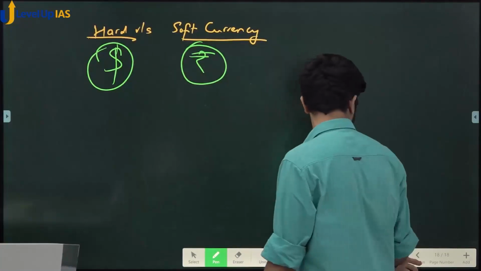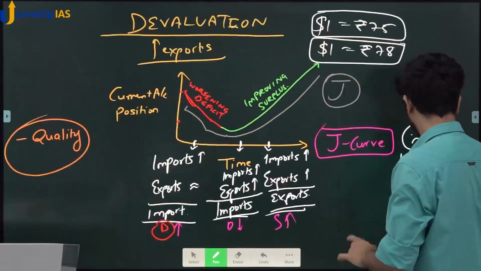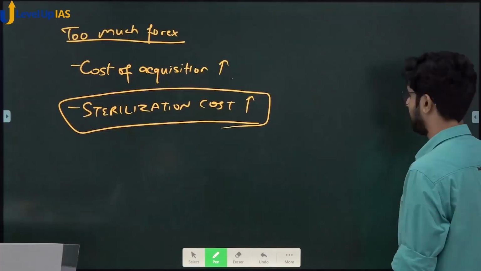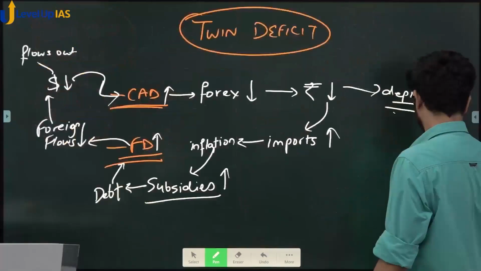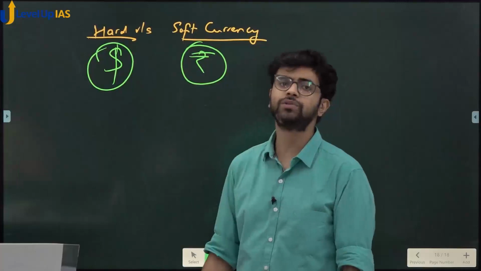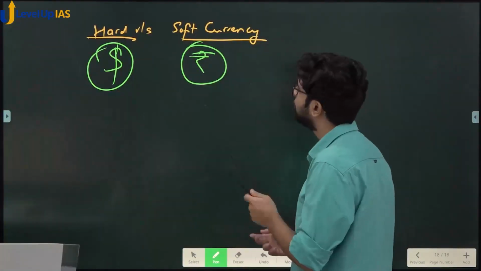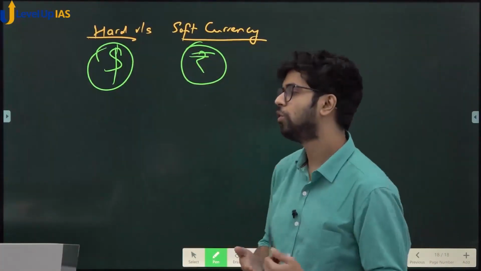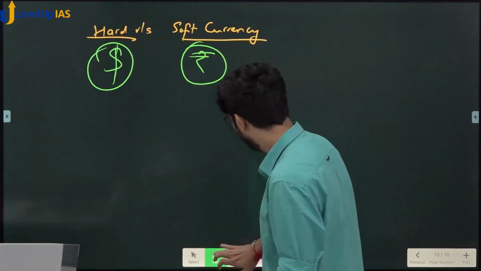Okay? Now, this is done. We are going back to the previous screen where I said, yes, okay. Now, what do you think makes a currency hard, or what do you think makes a currency soft? What is the differentiating factor between dollar and rupee? What is the difference between dollar and rupee that makes the dollar a dollar and the rupee a rupee? What is the thing? I hope you are able to guess this.